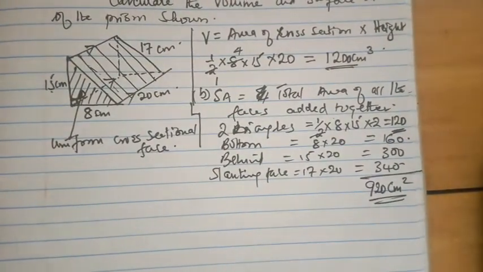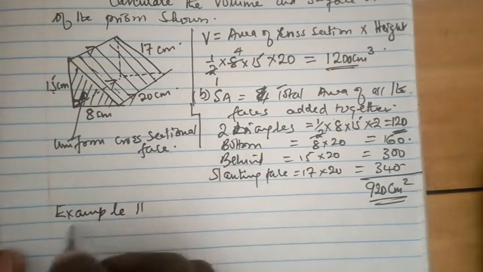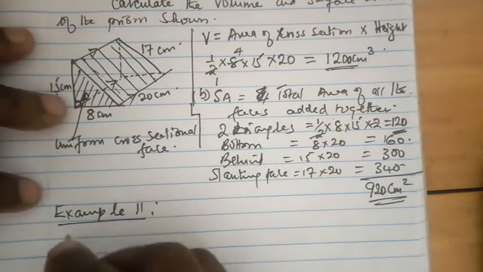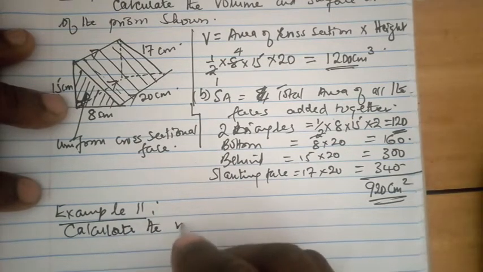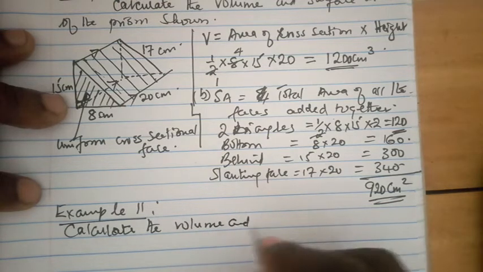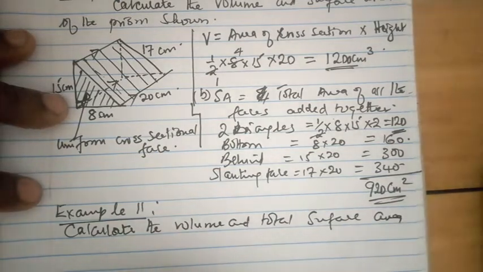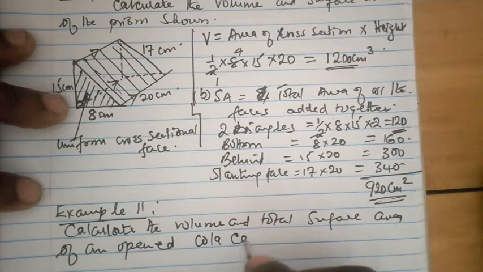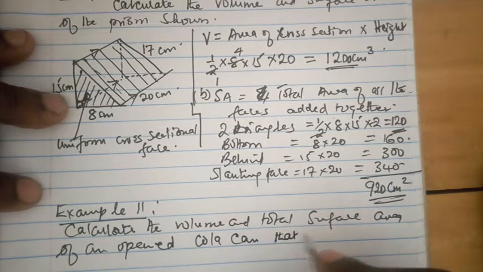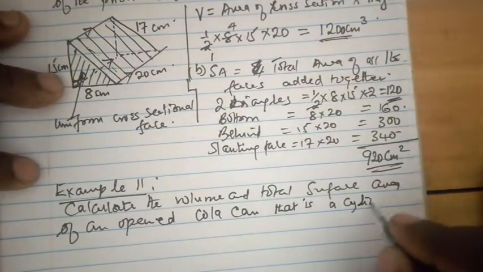In the same video, I'm persuaded to explain example 11 because they use the same principle. In example 11, we are told to calculate the volume and total surface area of an open. These details are very important. An open can that is a cylinder.